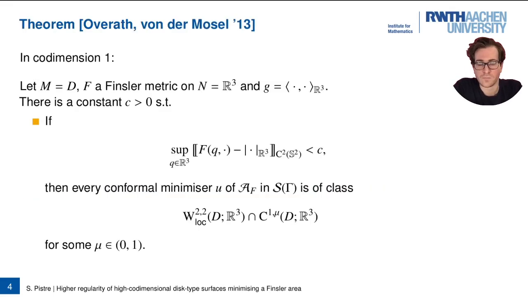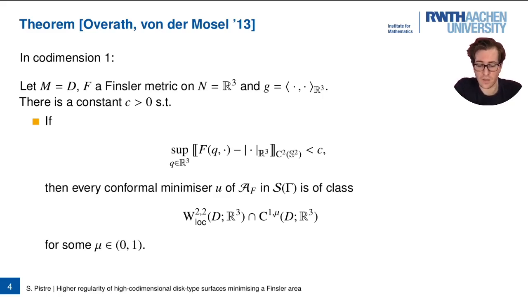Okay, so here's a result that was obtained earlier in 2013 by a previous PhD student of Heike von der Mosel, Patrick Overath, and this was done in the codimension 1 setting. So previous works have always been, in this Finsler case within the Cartan framework, in codimension 1. And in 2013 they obtained this result where you have a disk-type surface and a Finsler metric on R3 and also the standard Euclidean metric on R3. And then given a certain condition, we know that every conformal minimizer is actually of higher regularity.